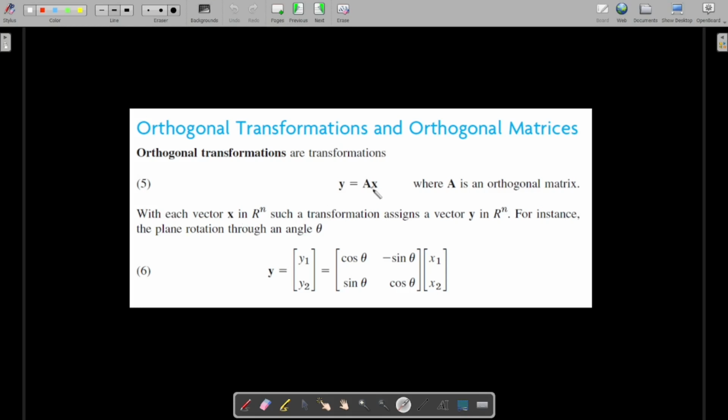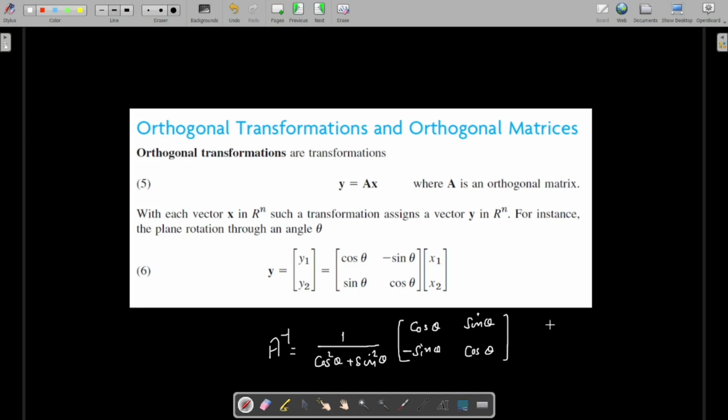For example, let x be an element in R^n. If n equals 2, you may consider this example. x is the vector (x1, x2), and let A be the matrix with rows (cos theta, minus sin theta) and (sin theta, cos theta). Actually, this is an orthogonal matrix because A inverse equals 1 by the determinant, which is cos square theta minus of minus, that is plus sin square theta, into the matrix. We interchange the elements in the main diagonal, so again it is cos theta itself, and here we change the sign, so sin theta, and here it is minus sin theta. So this is A inverse, and this is equal to 1 by 1 into the matrix with rows (cos theta, sin theta) and (minus sin theta, cos theta).